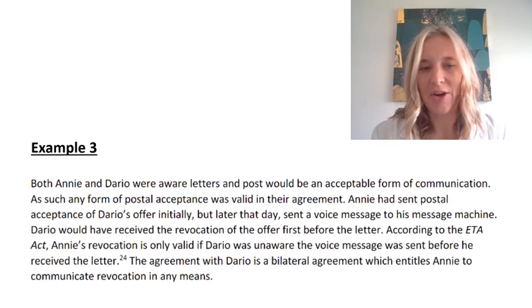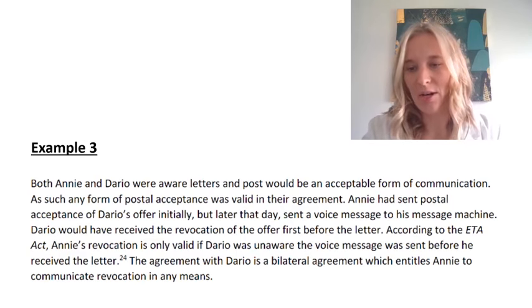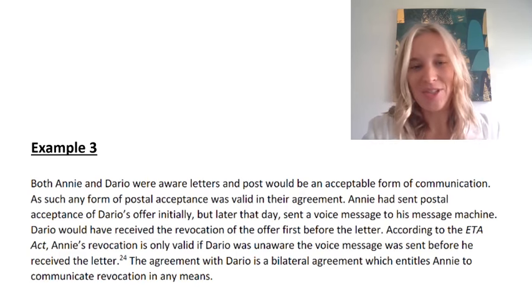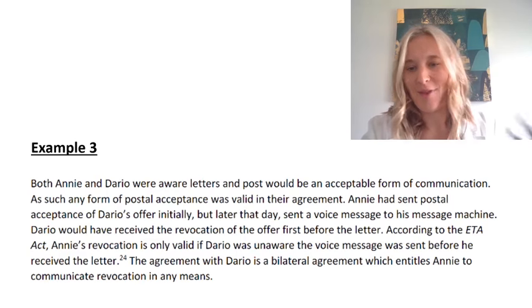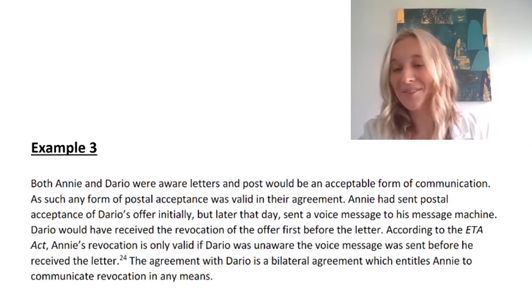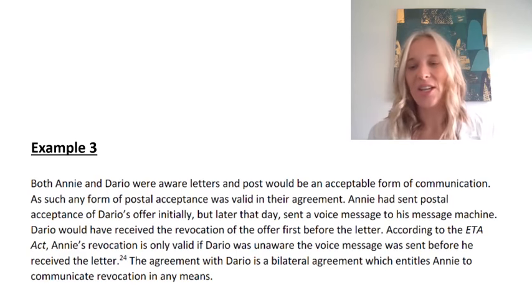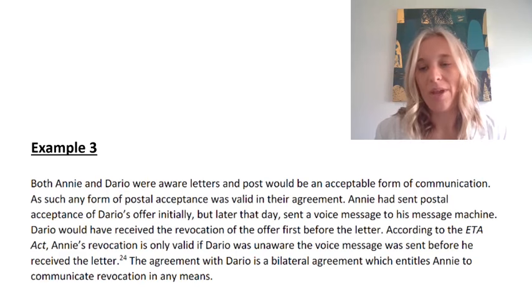So both Annie and Dario were aware letters and post would be an acceptable form of communication. As such, any form of postal acceptance was valid in their agreement. Now, this student has discussed relevant facts and they've come up with a conclusion. However, they haven't made it super clear what area of law they're applying. And essentially here they needed to have applied the reasonable, authorised, contemplated principle from Henthorne and Fraser. Okay, so the reason why the postal acceptance rule would apply in a particular scenario.